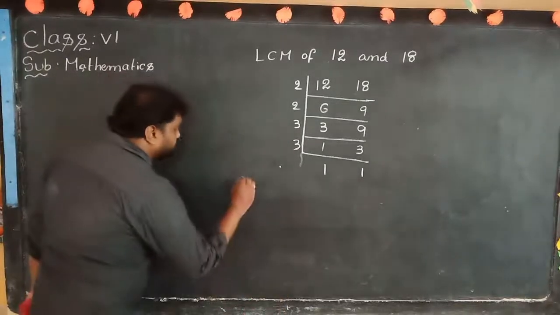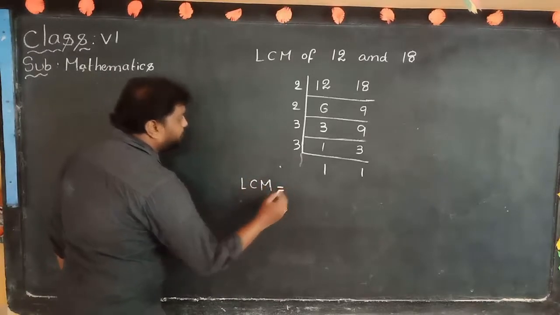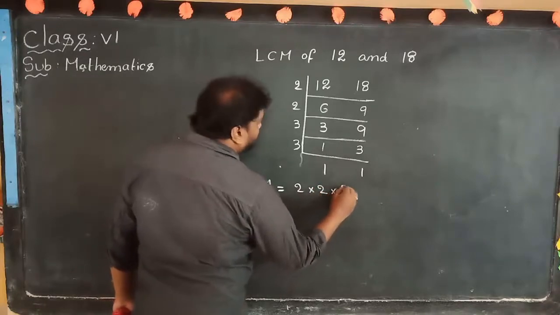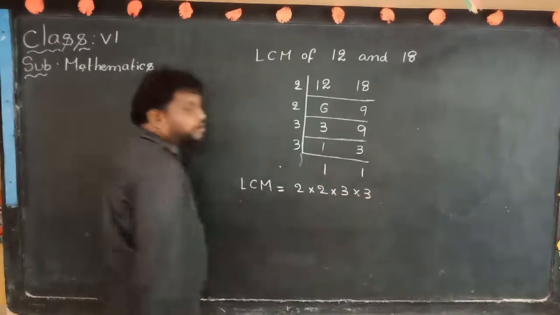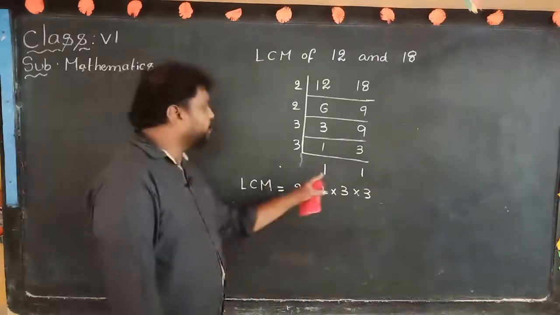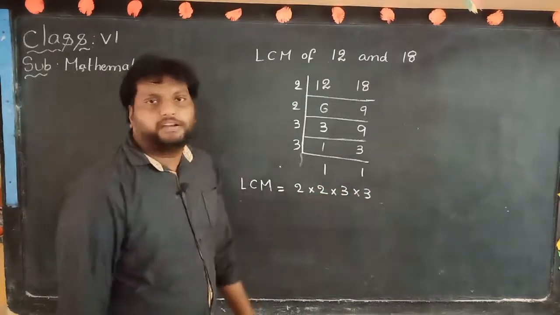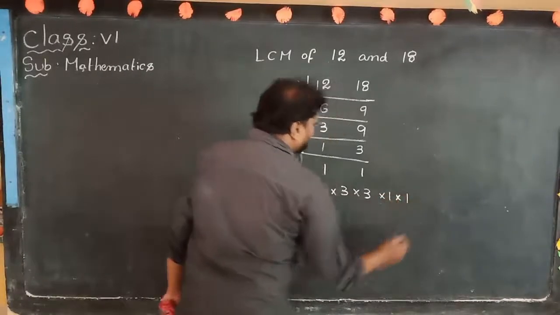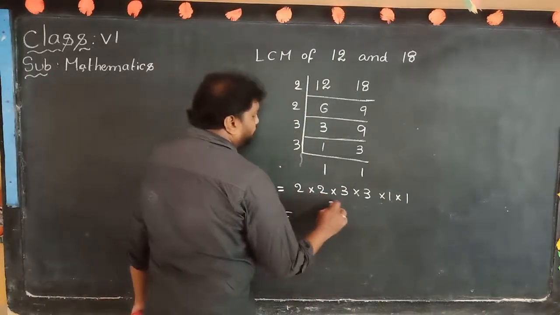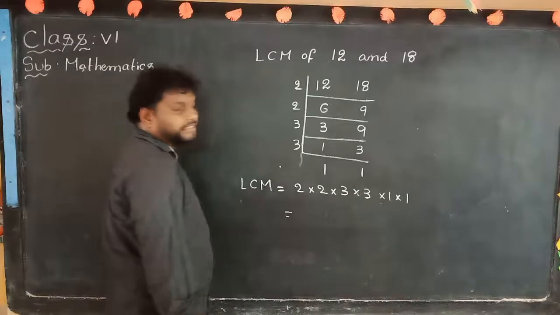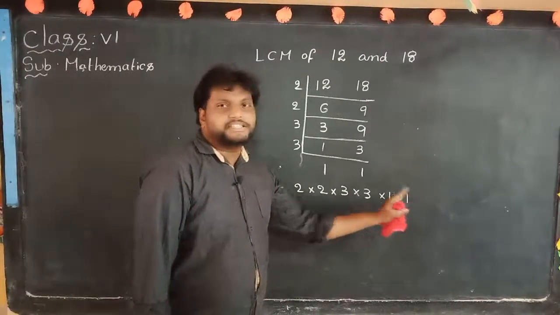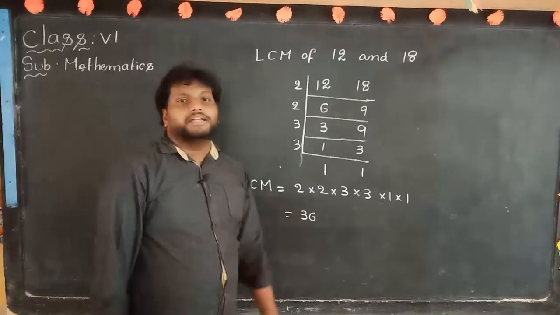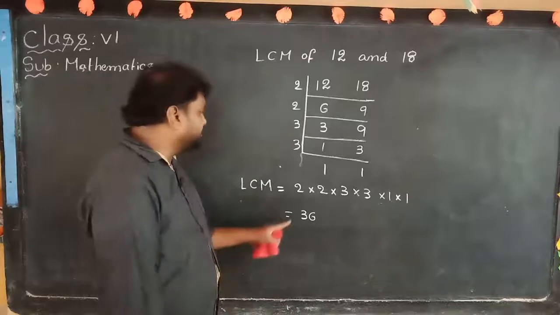Now write LCM is equal to 2 into 2 into 3 into 3 into 1 into 1. We can take 1 into 1 also, but any number multiplied with 1 gives the same number, that's why we leave it. Otherwise we write 2 twos are 4, 4 threes are 12, 12 threes are 36, 36 ones are 36. The LCM of 12 and 18 is 36.